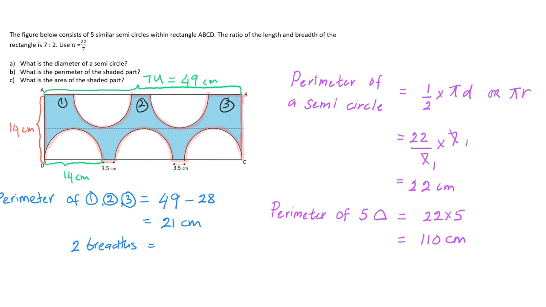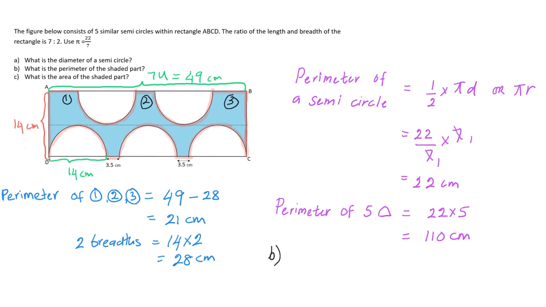Next, we can add the 2 breadths of the rectangle. That will be 28 centimeters. And finally, we can add in the two 3.5 centimeters. So that will be 110 plus 21 plus 28 plus 7. And the answer to question B is 166 centimeters.